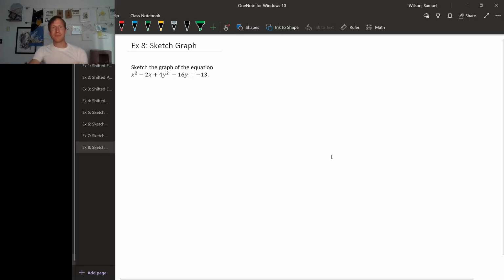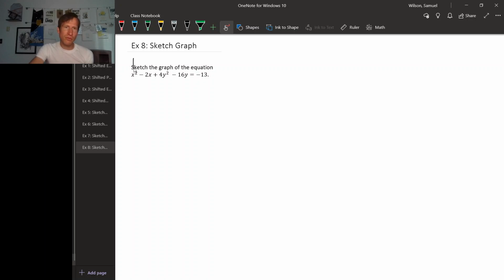All right, next example. Let's sketch the graph of this equation, x squared minus 2x plus 4y squared minus 16y equals negative 13. So what sort of conic section should we expect on this one? Well, both variables are squared, and so it's probably an ellipse or a hyperbola, and both of them have a positive coefficient, so probably it's an ellipse.